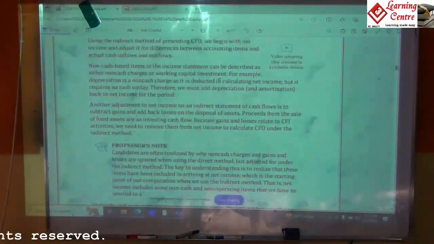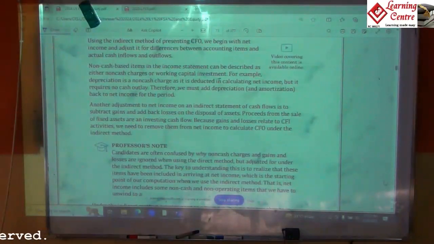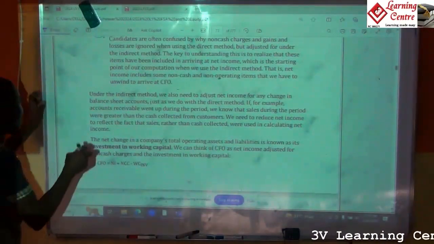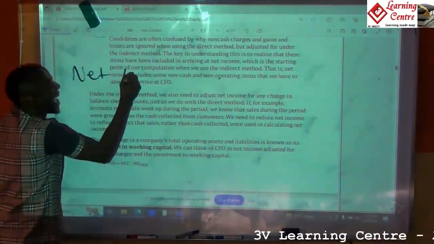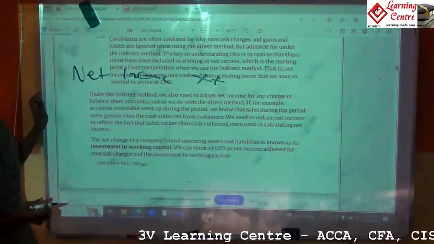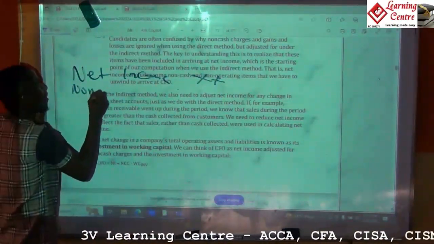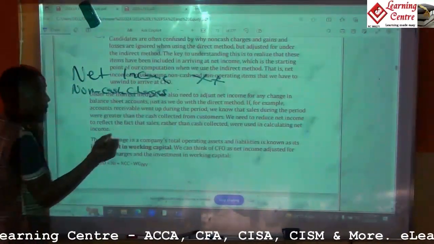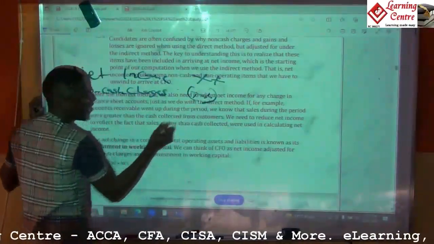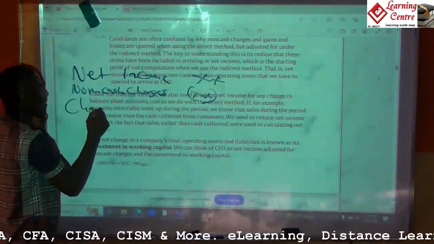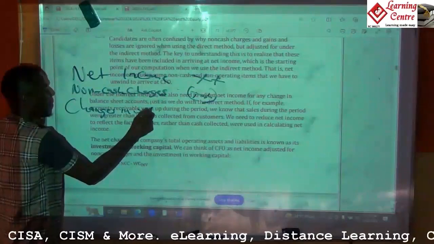So the indirect method is very easy. You start with your net income. They hide everything under net income. Then you add your non-cash charges. Then you do your changes in working capital.